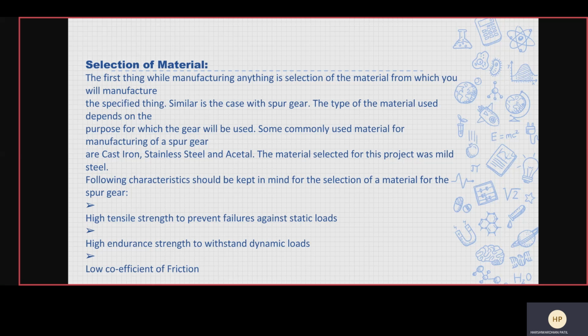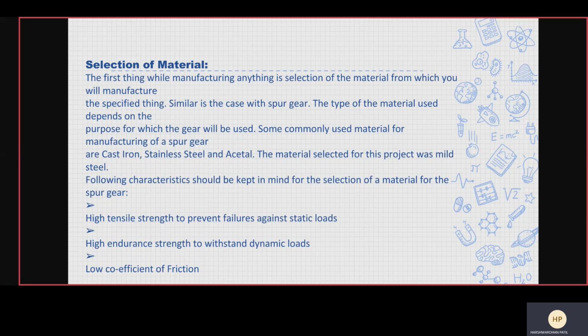For the manufacturing process of spare gear, selection of material is important. The first thing while manufacturing anything is the selection of the material from which we will manufacture it. Similarly, this is the case with spare gear. The type of material used depends on the purpose for which the gear will be used. Some commonly used materials are cast iron and stainless steel. For spare gear specifically, mild steel is used.